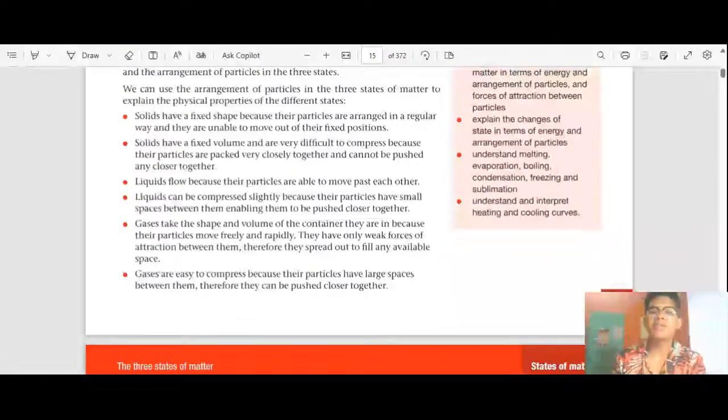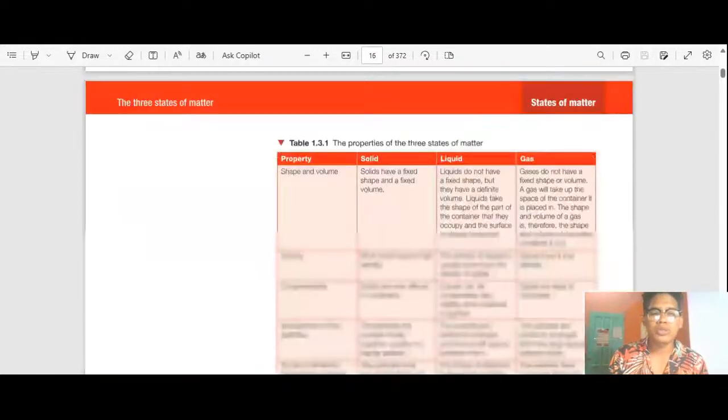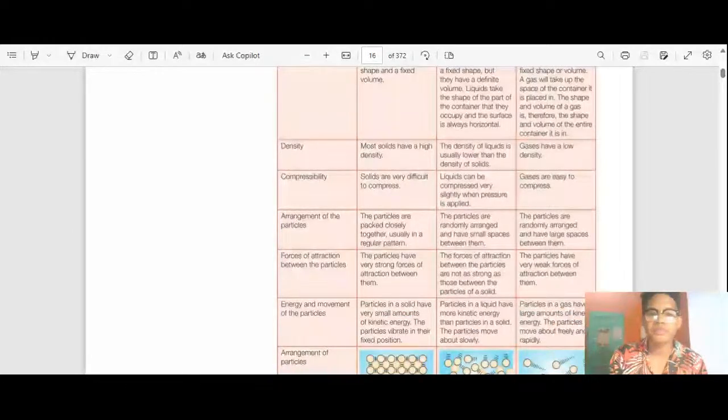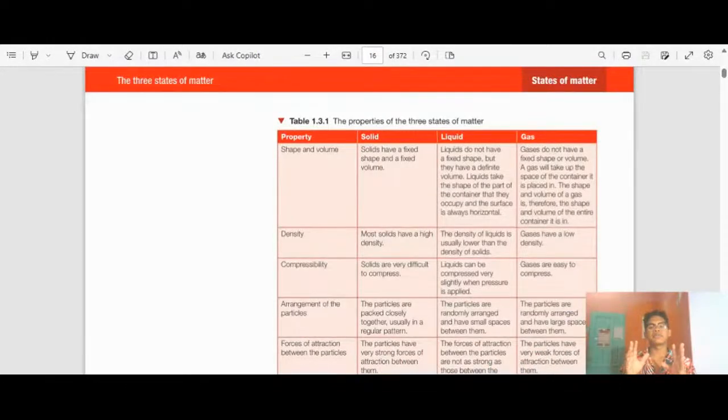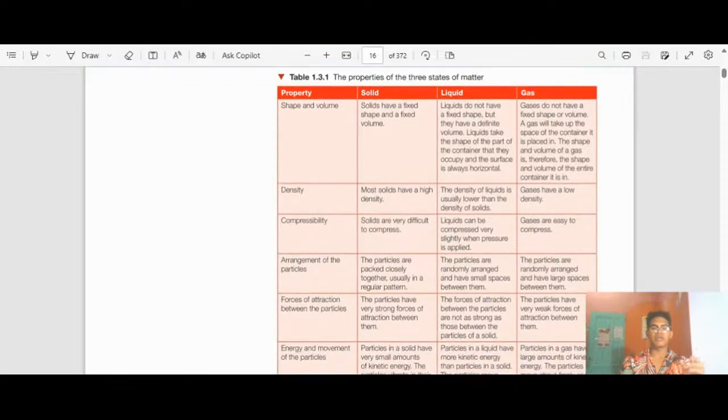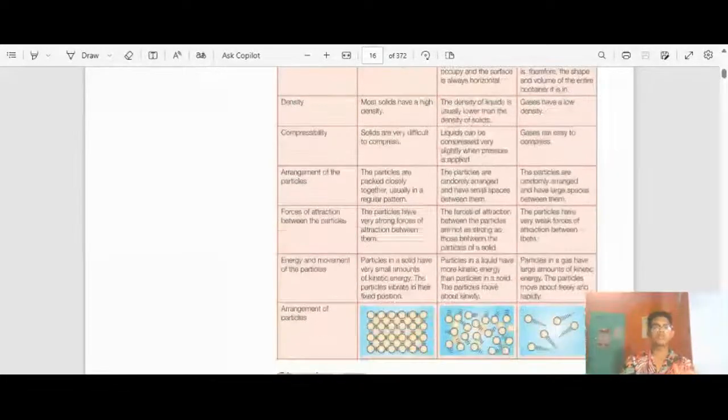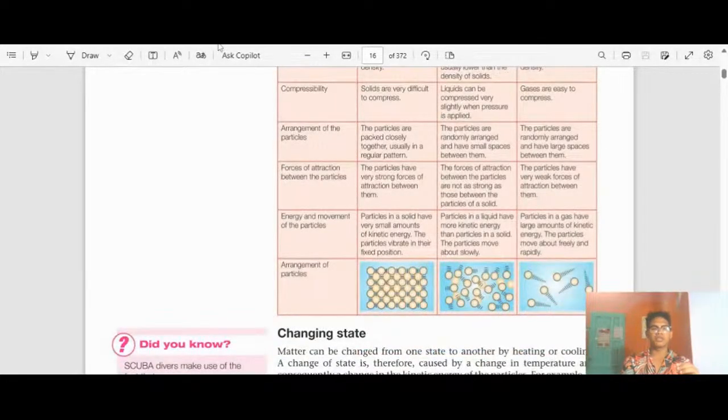So between solid, liquid, and gas, the particles in gases are the most spread out and they move freely and rapidly. So gases are easy to compress because their particles have large spaces between them. Therefore, they can be pushed closer together. So looking at this graph, you could pause the video right here and take a look at the graph. I will go slowly so you could pause the video and take a look at the graph.